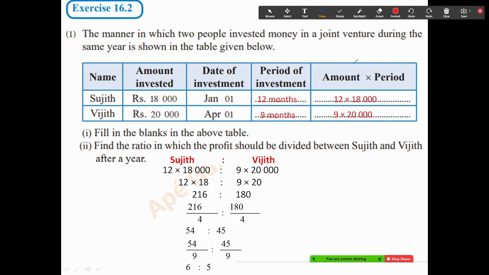Now you know to find the ratio you have to multiply these two. His amount is 18,000, 18,000 into 12. Vijit's amount is 20,000, 20,000 into 9. Get this product and write the answer in the simplest form. This way, Sujit: 12 into 18,000. Vijit: 9 into 20,000.